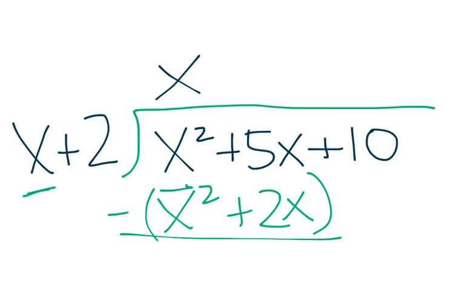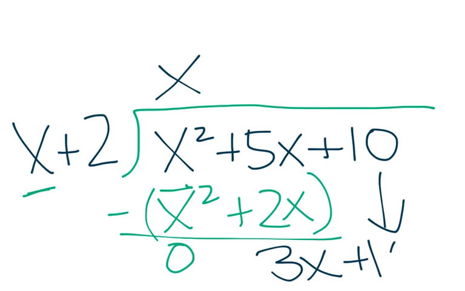So x squared minus x squared is 0. 5x minus 2x is 3x. And we're going to bring down this 10. So now we're going to see how many times this x can go into this 3x. So it's going to go in 3 times.